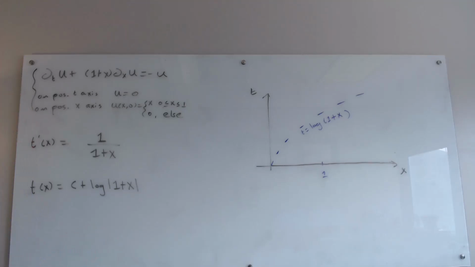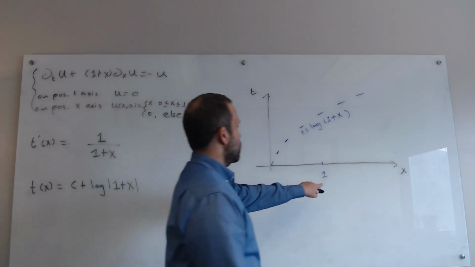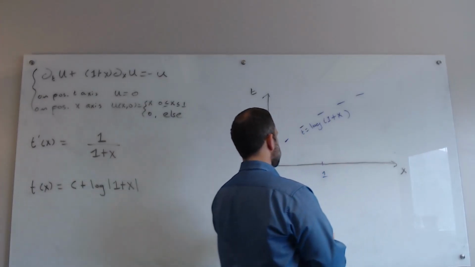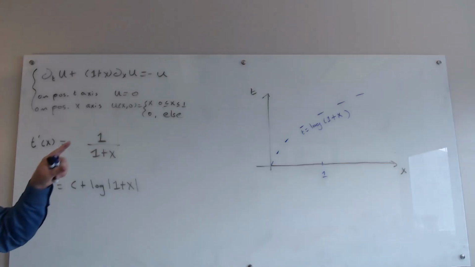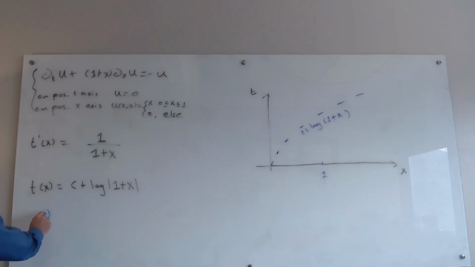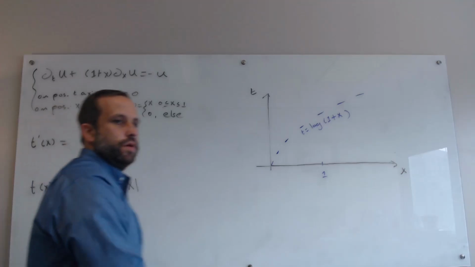Okay, now let's think about the characteristic curve that goes through 1 here. So the curve is going to cross the x-axis when x is equal to 1. In other words, we're going to have 0 is equal to c plus log of 2.